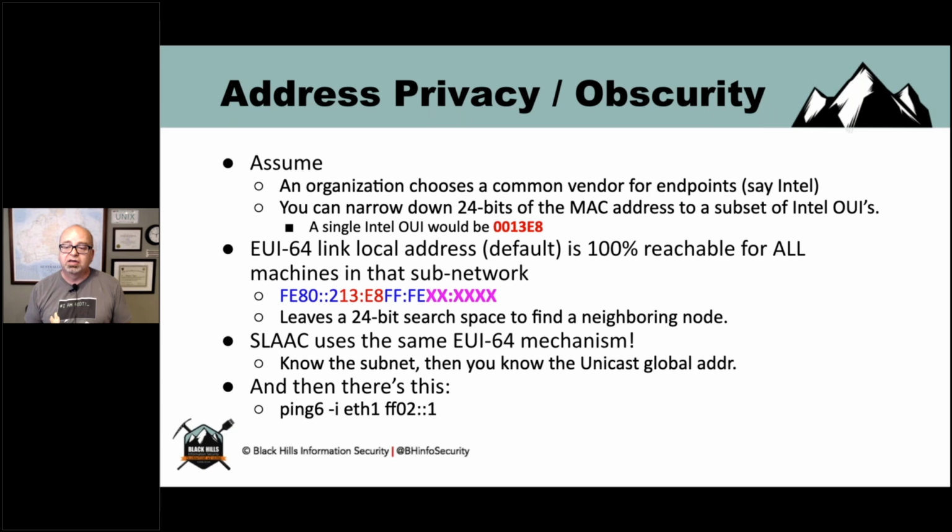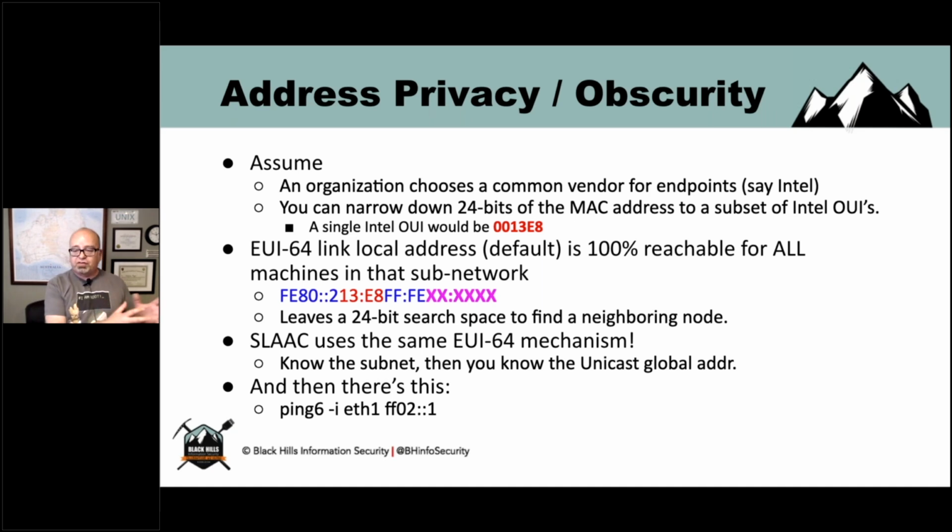FF02::1 is link scope local multicast. So we're doing a multicast ping and discovering all of the systems in the same subnet that have an address in the link local scope. And we're going to get an answer. And so we have now happily enumerated those systems. This can happen in a dual stack world as well. So you need to be cognizant of this and think about a little bit of filtering.